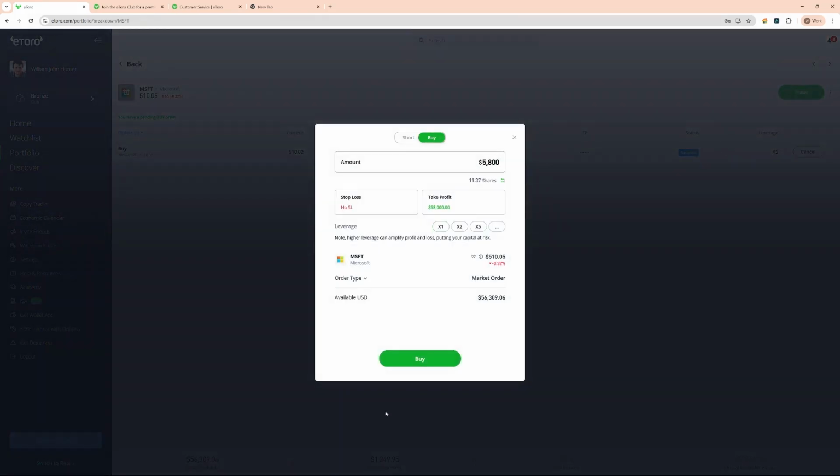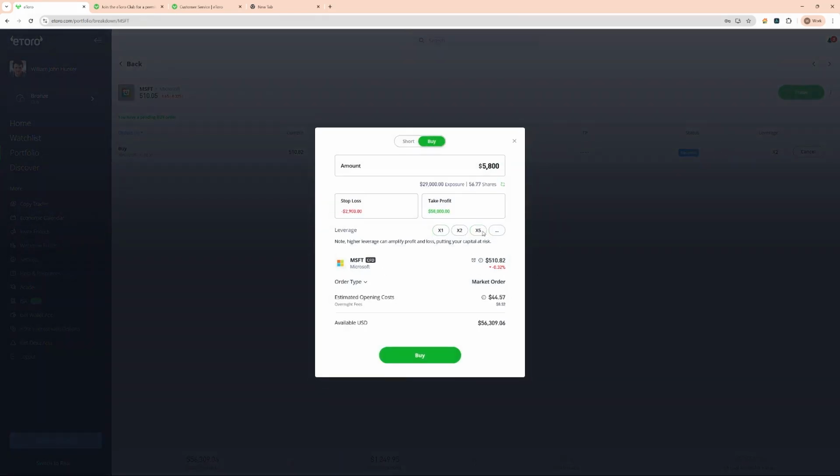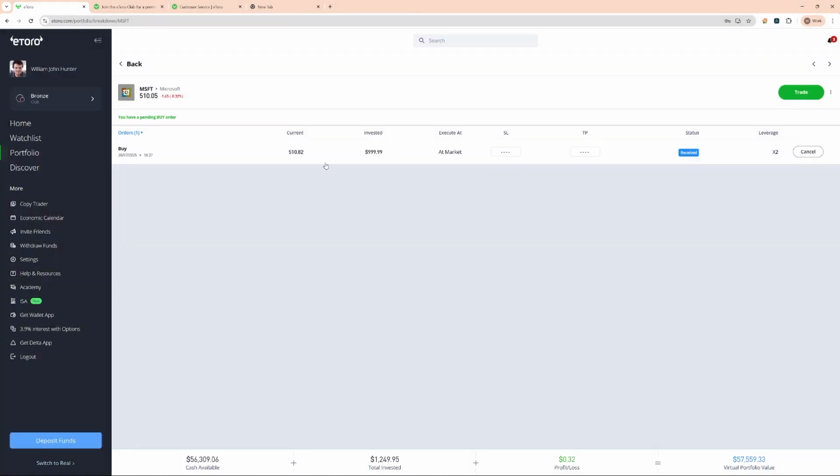And if I want to trade again, there's no issue with that. I can do so and go even higher if I wanted to. But for the sake of this tutorial, that is how you use leverage on eToro.